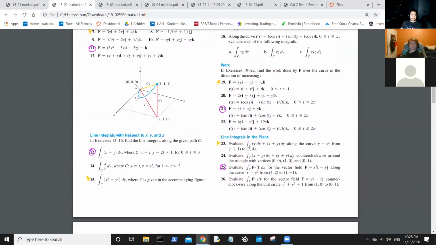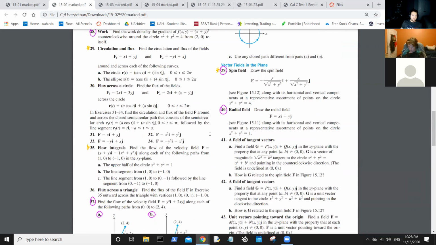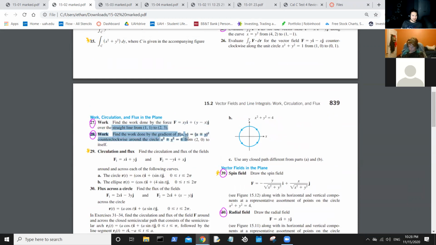All right. So we did work, and we now know how to do work problems. And there are a couple more. There are a lot more problems here. This is another work problem, but this is work, circulation, and flux in the plane. Work: find the work done by the force F again, over a straight line. So this would just be creating an r.